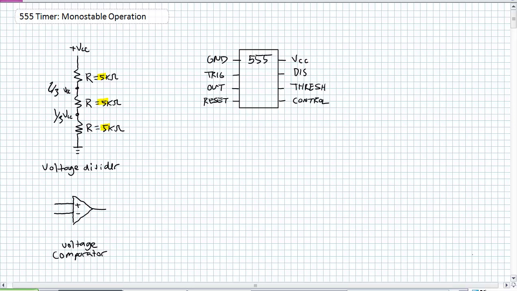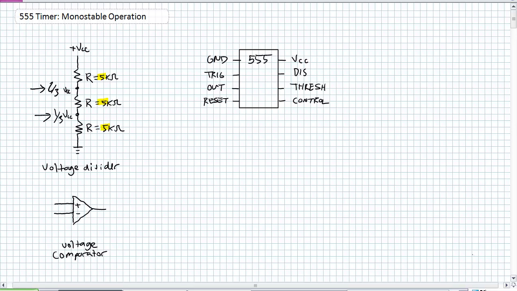Don't believe me? Perhaps you've heard of Ohm's law. Perhaps you've heard of the voltage divider rule. Check your work. Make sure I'm not telling you something crazy. So the only purpose of that voltage divider is to give us these 2 reference points: 1/3 of VCC, 2/3 of VCC. And the next device that we're going to discuss is a voltage comparator.